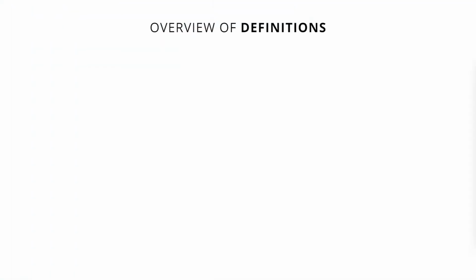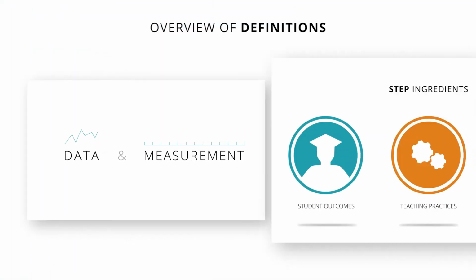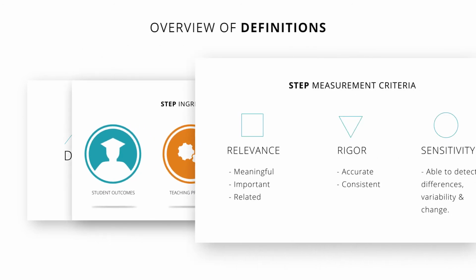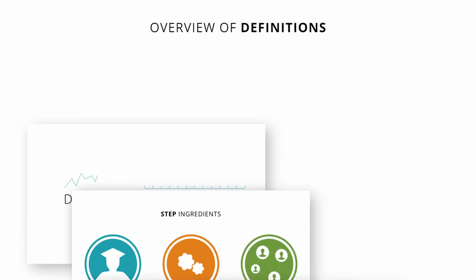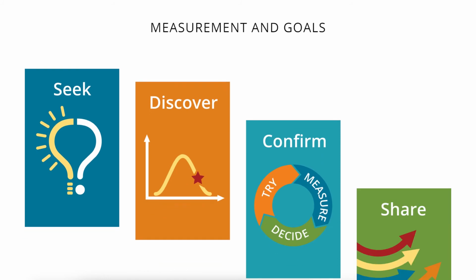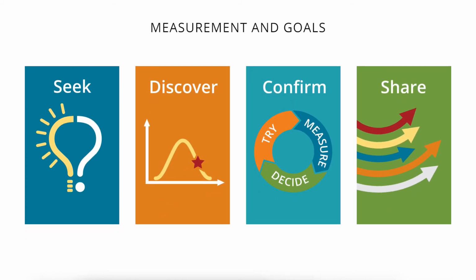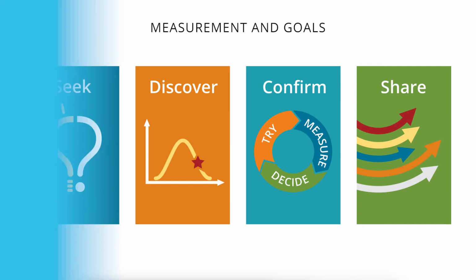Now that we've discussed the definition of data and measurement, the 3 ingredients you'll be measuring in STEP, and the 3 STEP measurement criteria, we'll walk through the measurement goals, activities, and tools you'll be using in each phase of the work. You may want to take notes on the note-taking tool that your coach provided.